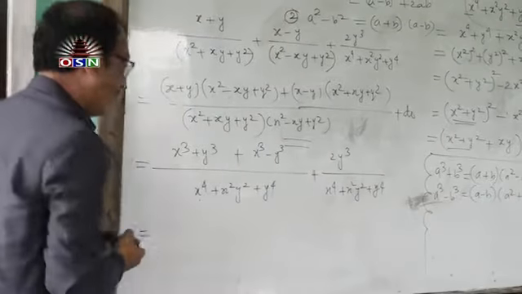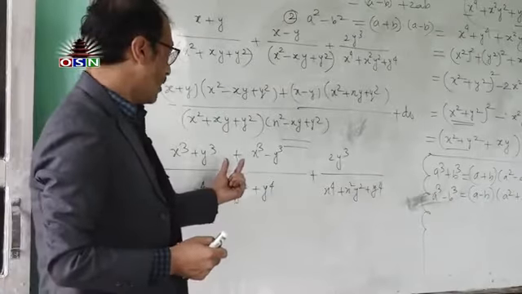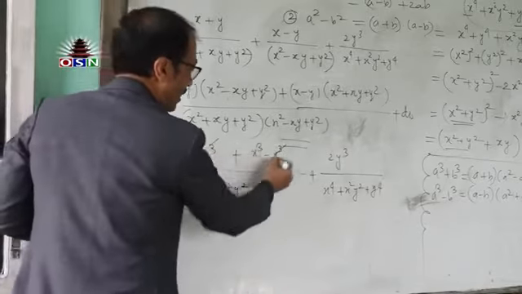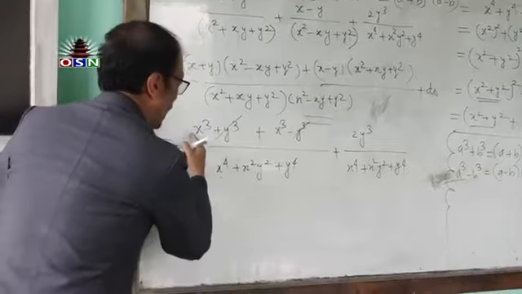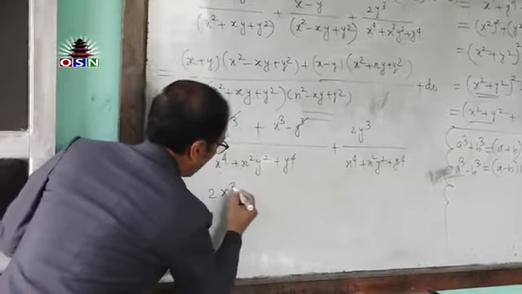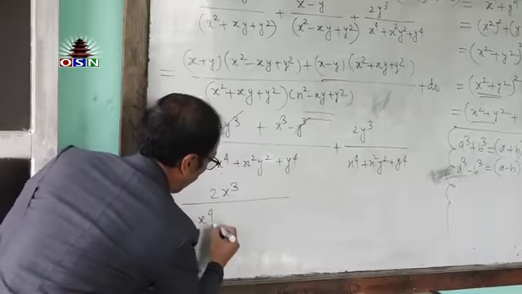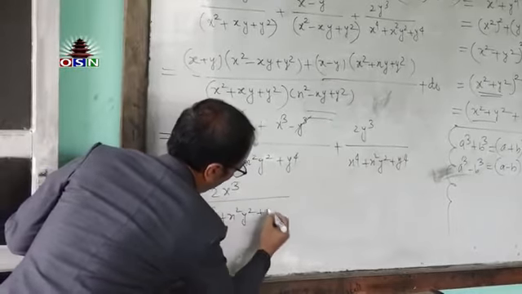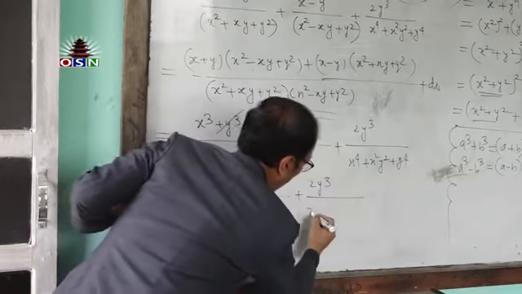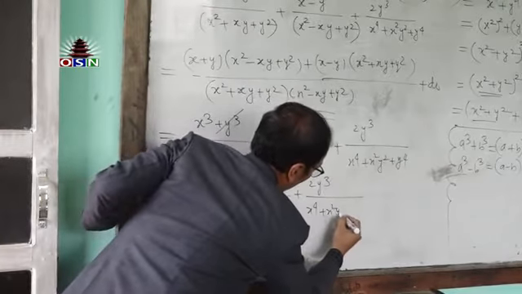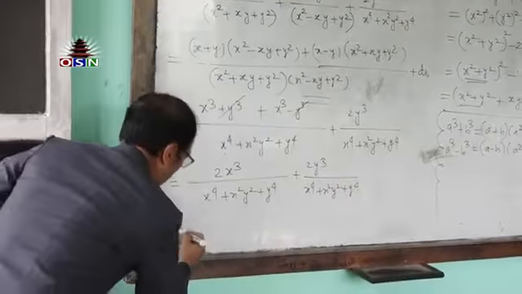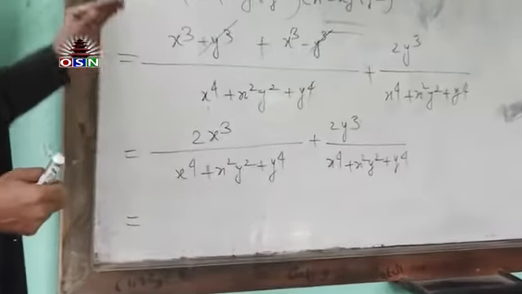Finally, well, now you will see plus y cube and minus y cube. They are subtracted. Then x cube and x cube both have the same sign, so they are added. 2x cube upon x to the power 4 plus x square y square plus y to the power 4, plus 2y cube over x to the power 4 plus x square y square plus y to the power 4. This remains. Now we have just two fractions.